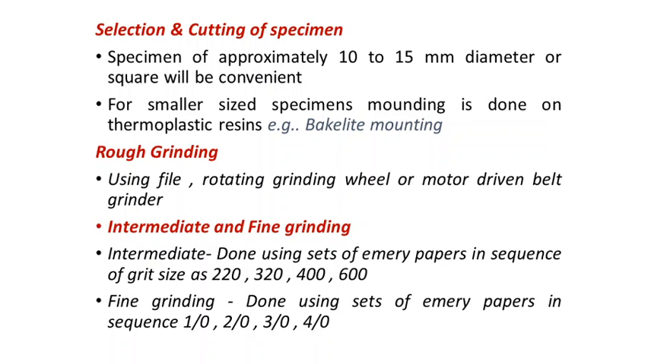After the intermediate grinding, it is followed by the fine grinding process, which is also done using another set of emery papers. Normally they are named 1/0, 2/0, 3/0 and 4/0 in the sequence of their size. The 1/0 has the largest size, followed by 2/0, 3/0 and 4/0. The 4/0 is the finest one. So with 1/0 we have comparatively coarser grinding. With 2/0 the size is much smaller, 3/0 again smaller, and 4/0 is the finest one.